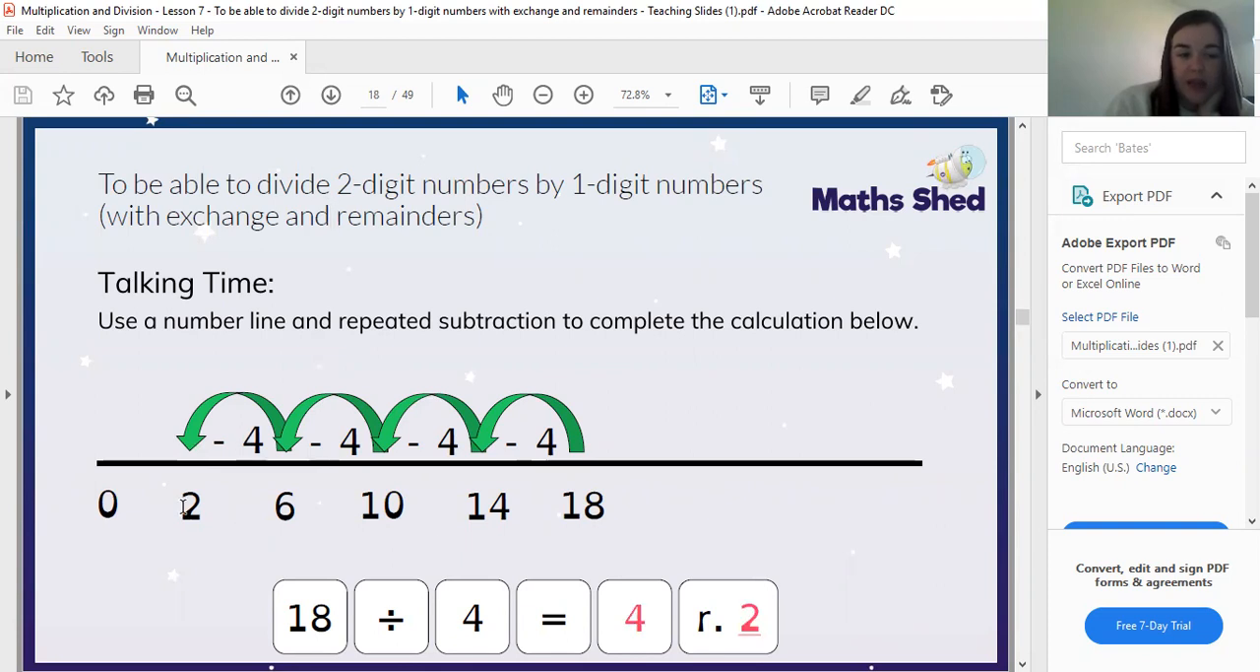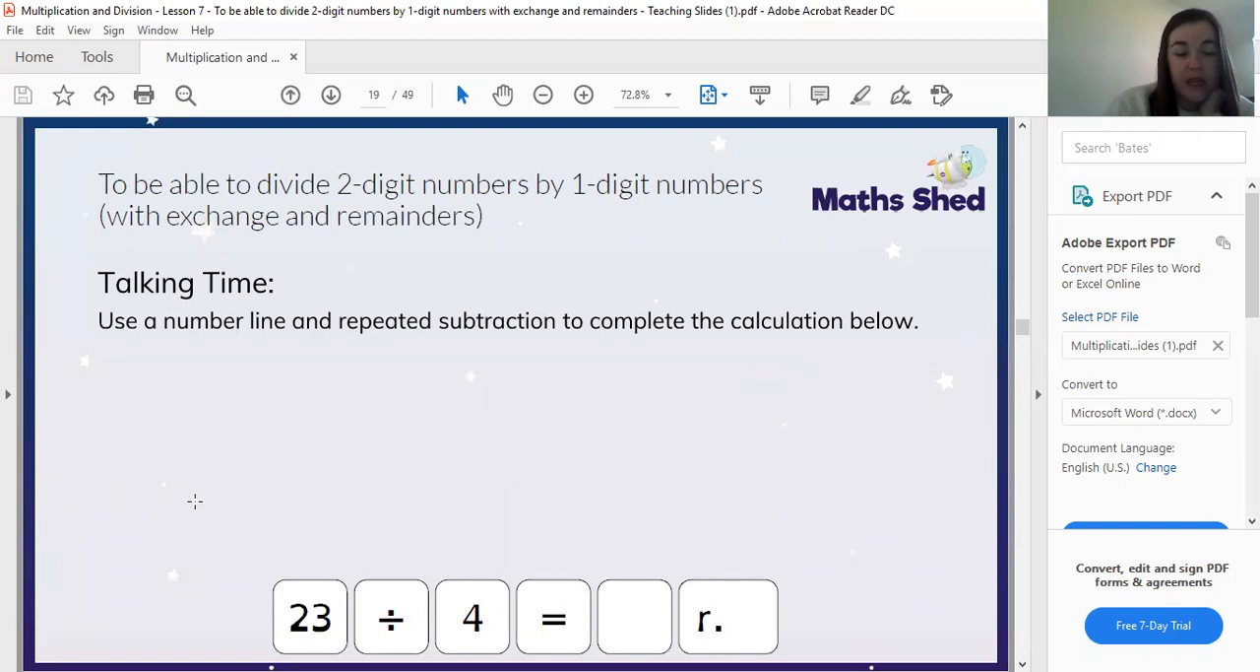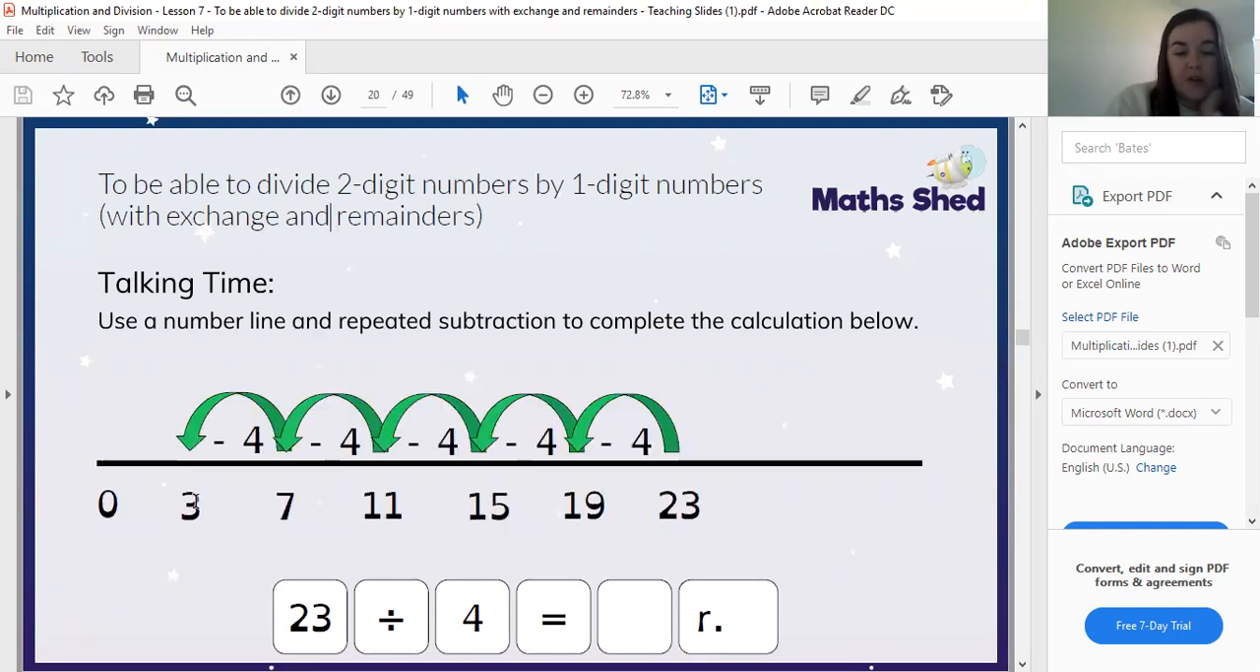So 18 divided by 4 is 4. And because we landed on 2 before and we couldn't take any more away, that's our remainder. So 18 divided by 4 is 4, remainder 2. Let's try another one. We've got 23 divided by 4. So again, we're going to count backwards in our 4s.